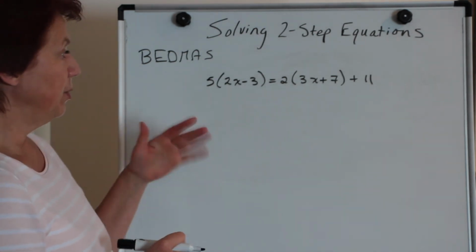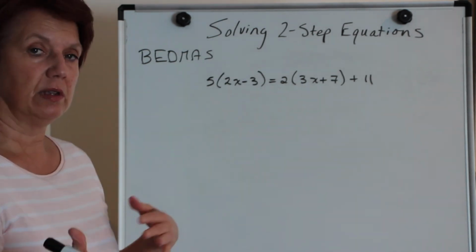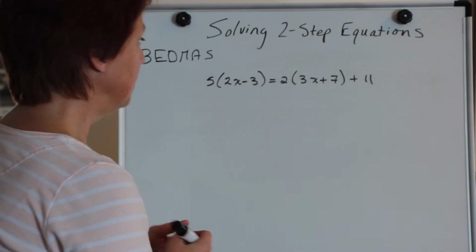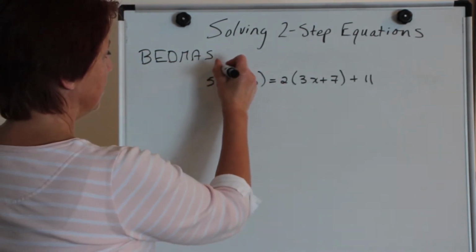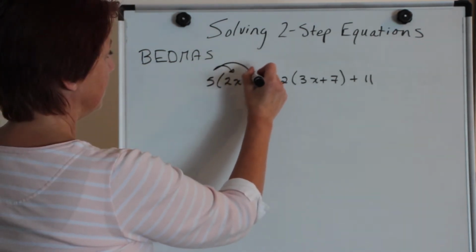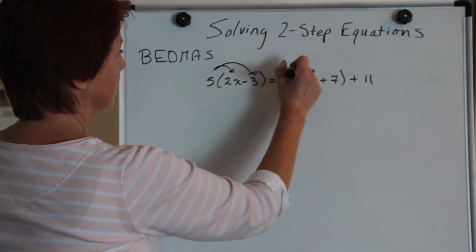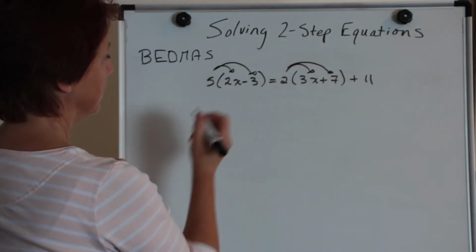Alright, so for this one we've got 2 brackets. Last one we had 1, this time we've got 2 sets. It's no different from the last one. We're going to distribute the 5 and we're going to distribute the 2. So that's the first thing that we're going to do, okay?